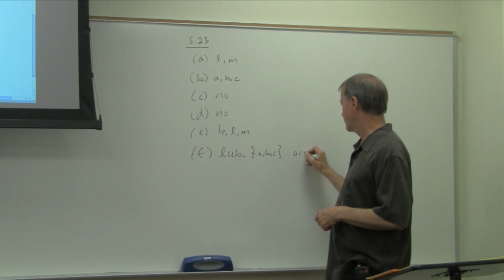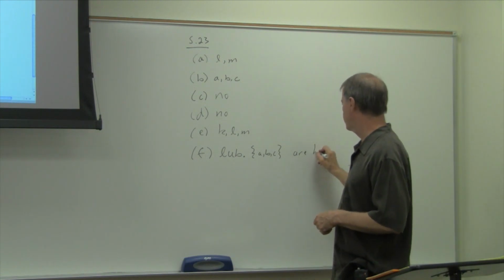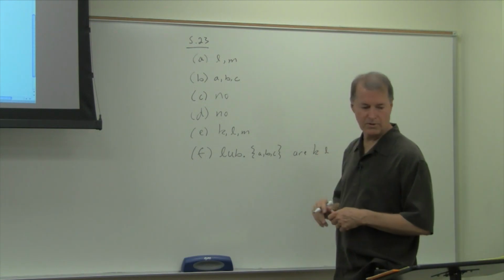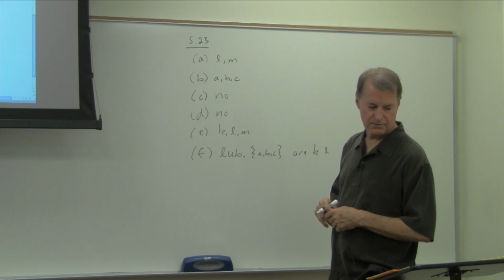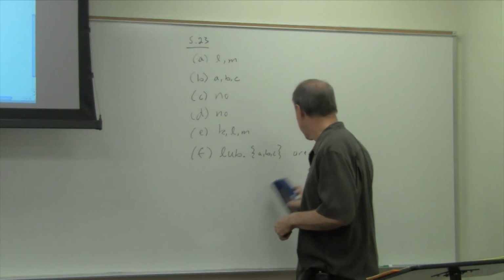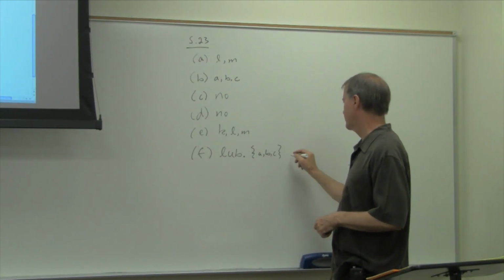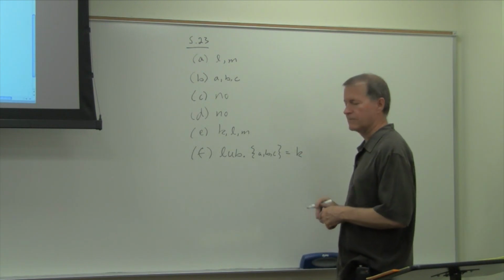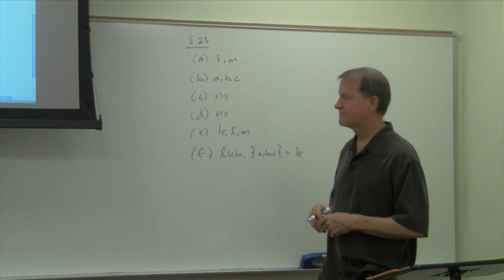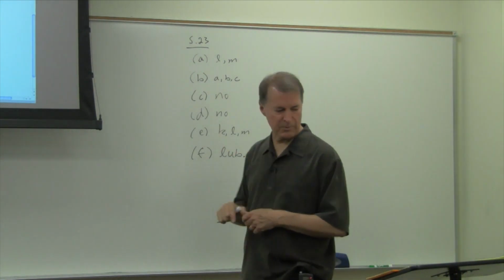These are KLM. Isn't it just K? Oh, I thought you said... It's least upper bound. Oh, LUB. You're right. It's K. Right. KLM were the upper bounds.